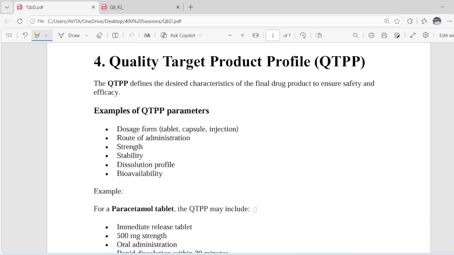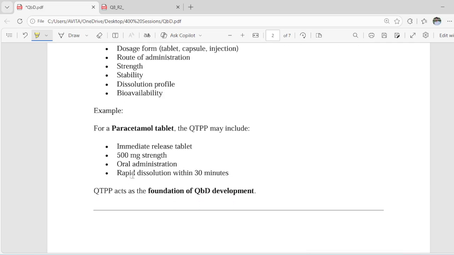So we'll start with the quality target product profile, QTPP. It defines the desired characteristics of the final drug product to ensure safety and efficacy. The examples could include the dosage form, route of administration, strength, stability, dissolution profile, and bioavailability. For example, for a paracetamol tablet, the QTPP may include an immediate release tablet with a strength of 500 mg, administered orally with rapid dissolution within 30 minutes. So this QTPP acts as a foundation of quality by design.